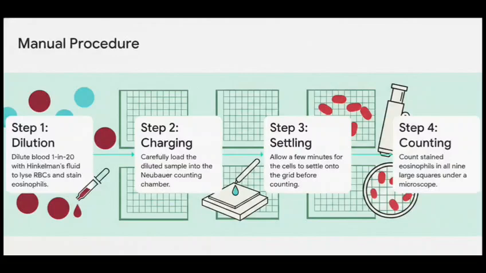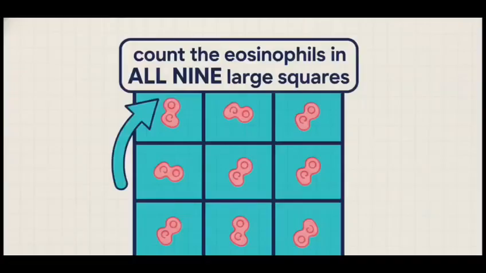You have to give the cells a few minutes to settle down onto the grid, otherwise your count will be totally off. Now, here's a detail you've got to remember because it's different from a regular white blood cell count. For a total WBC count, you usually just count the 4 corner squares, right? Not here. For the AEC, you have to count all 9 of the big squares on the grid, the whole thing.